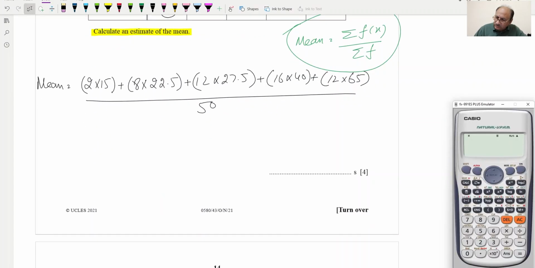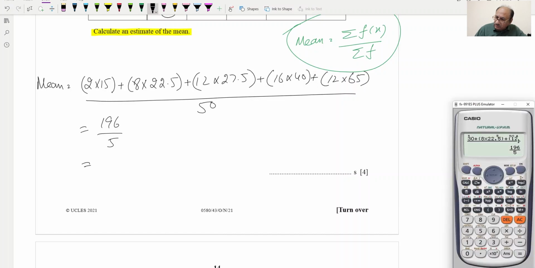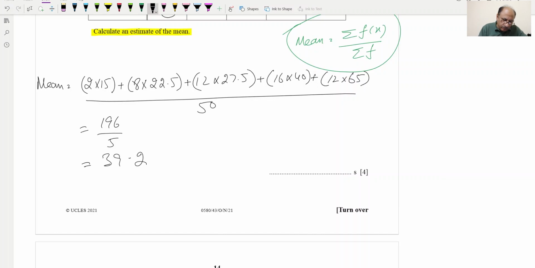Now we can use a calculator for this. 15 into 2 will be 30, plus 8 multiplied by 22.5 in brackets, plus 12 multiplied by 27.5, plus 16 multiplied by 40, plus 12 multiplied by 65, divided by 50, and this will be equal to 196 over 5, which in decimal will be 39.2. 39.2 is the mean value which we got as the answer, and this was a 4-mark question which we have done.